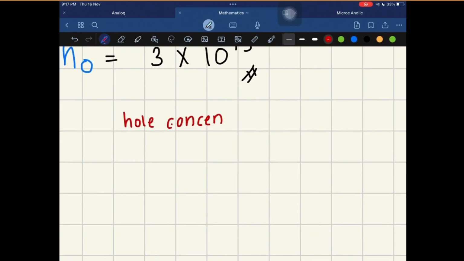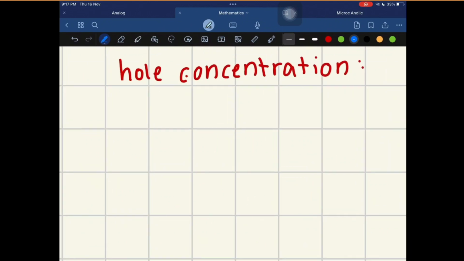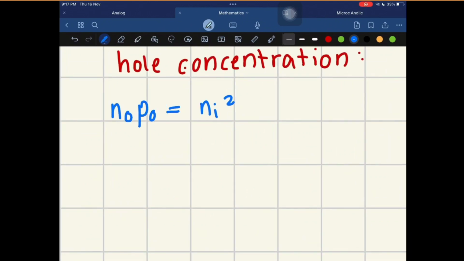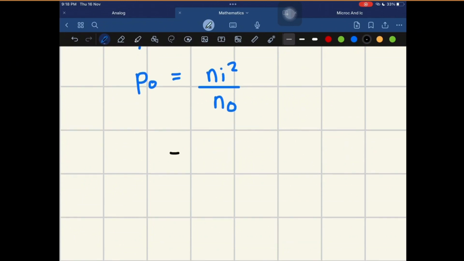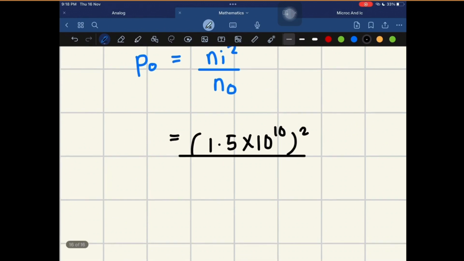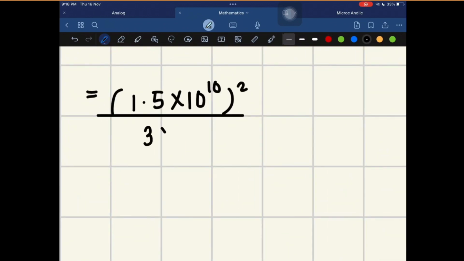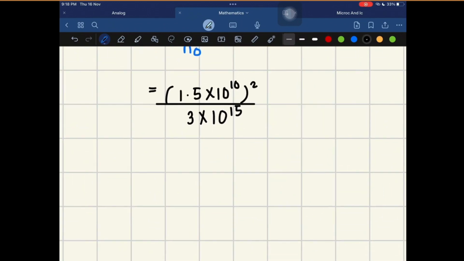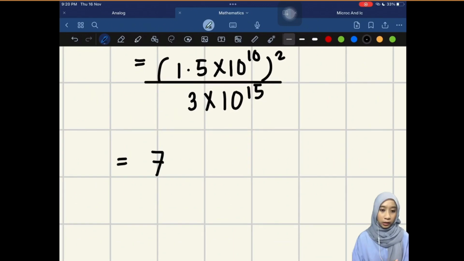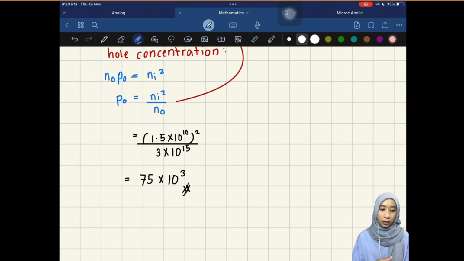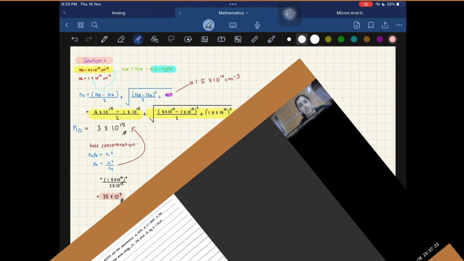Next, to find the hole concentration, we use the formula N0 times P0 equal to Ni squared, which is the intrinsic carrier concentration squared. For this question, we must find the P0 equation. So we use the algebra method and get P0 equal to Ni squared divided by N0. We use a calculator to calculate the hole concentration, which gives us 75 times 10.